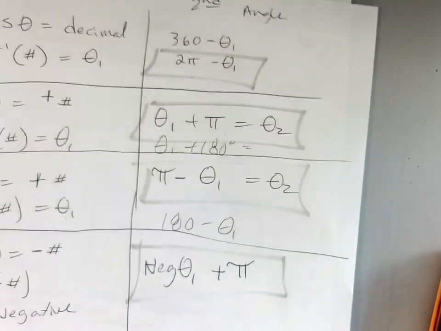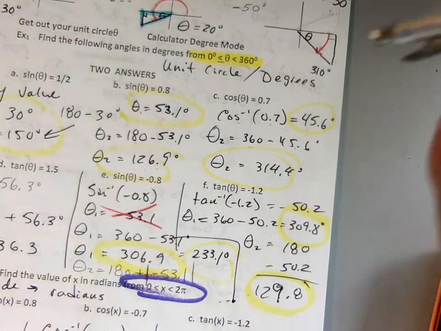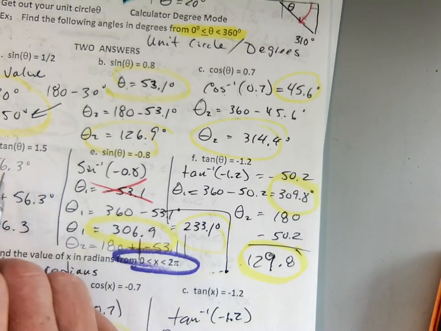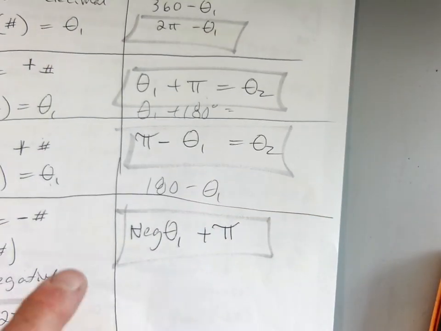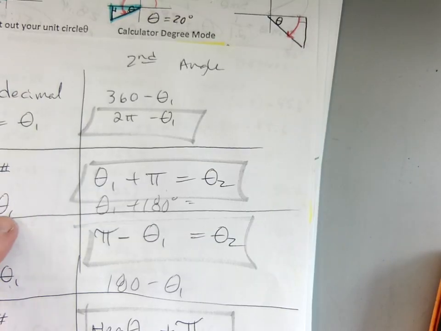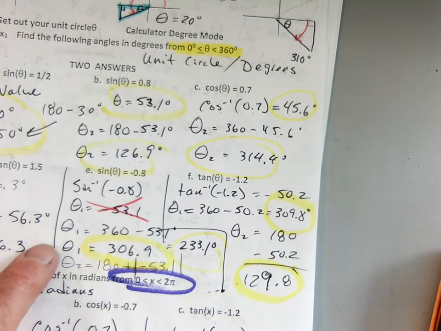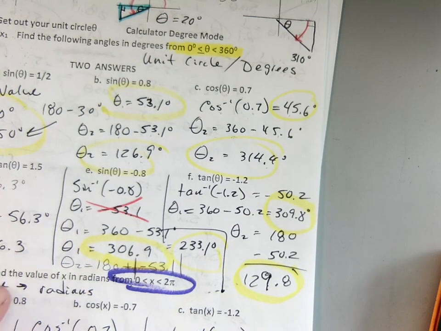So let's see how this chart works. I did tangent of 1.5, I did the inverse tangent, and I got 53. Then I go, okay, what do I do? So I use my chart. I did the inverse tangent, I got theta 1. So then theta 2 is just take that angle and add 180 degrees to it. That's what I did. Two angles.